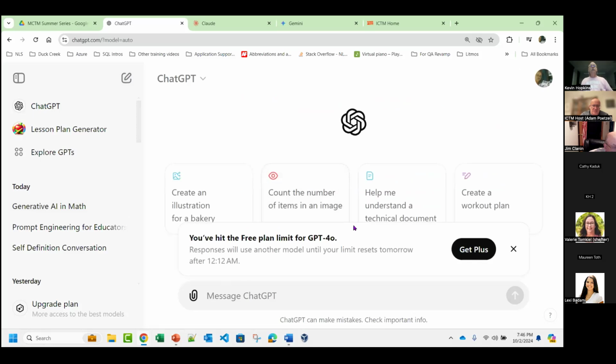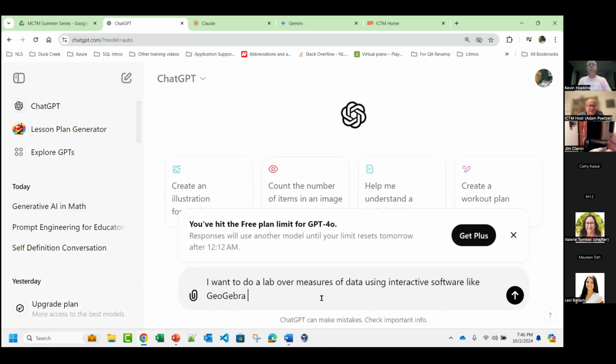Now, if you know more specifically what you're interested in, you can even ask it something very specific. And I'm going to do that. I'm not prepared for my class tomorrow night, so I'm going to see what it's going to do. I want to do a lab over measures of data using interactive software like GeoGebra or CodeApp.